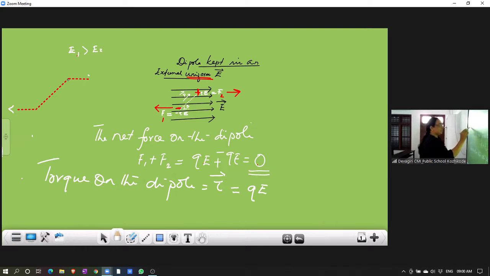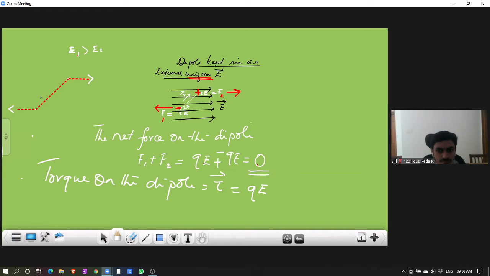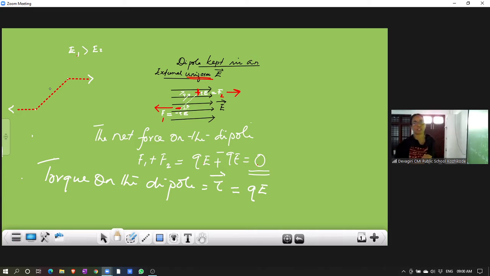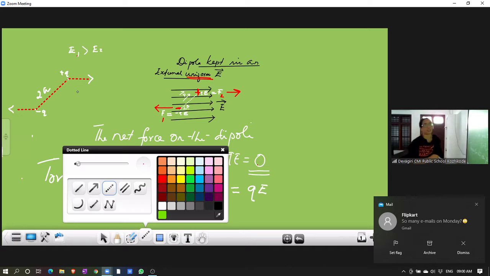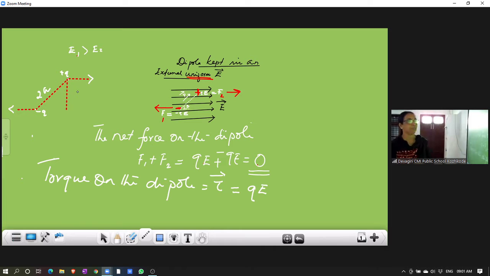This is the minus Q charge, this is the plus Q charge. What is this distance? 2a. It is the length of the dipole. We know that. But that is not the perpendicular distance between them. The perpendicular distance between them is here. This distance is the perpendicular distance between them. I can't multiply QE into 2a. 2a is not the perpendicular distance. I would like to know what this distance is.